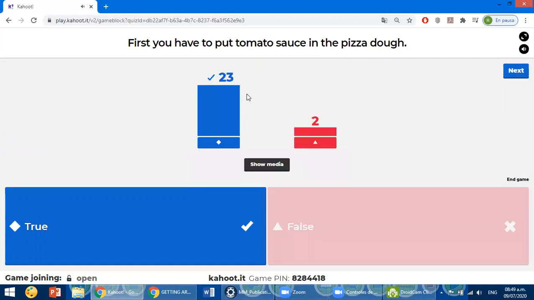It's true. When you prepare pizza, when you cook pizza at home or any place, first you have to put the tomato sauce on the pizza dough. Okay, this is the first step.